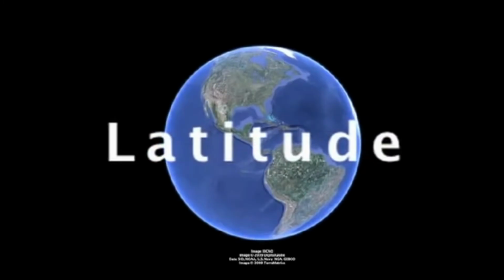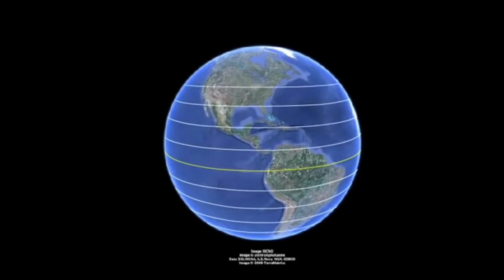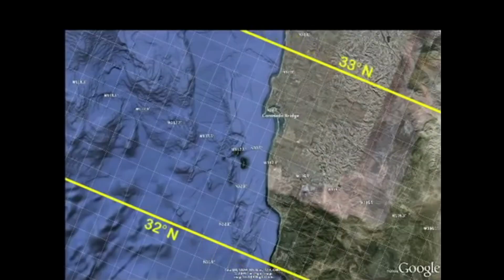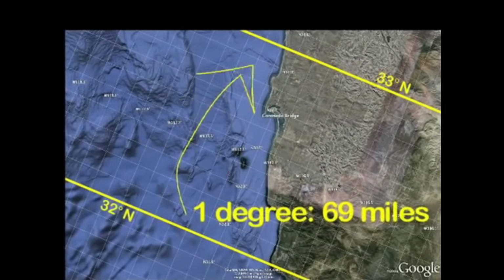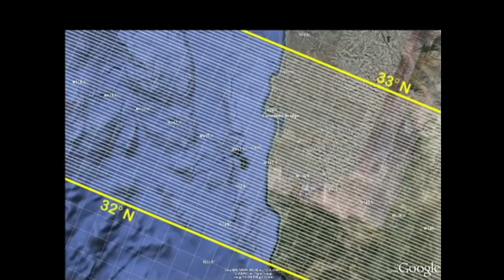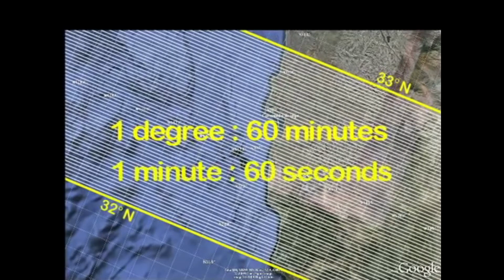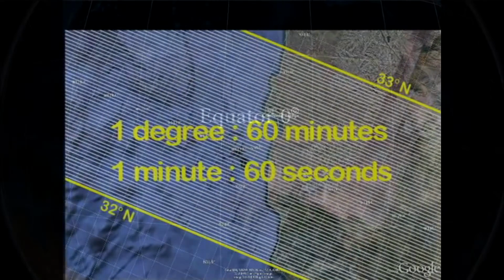Latitude. Lines of latitude, also known as parallels, circle the globe from east to west. These lines are all the same distance apart, about 69 miles. Each degree of latitude is separated into small pieces called minutes. There are 60 minutes in 1 degree. Similarly, each minute is divided into 60 seconds.